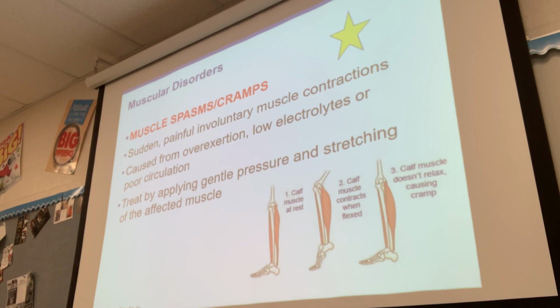Yes? Have you ever had those foot cramps where it's in your arch and it keeps going up and you can't do anything? I hate those. The arch cramps are probably one of the most common ones.